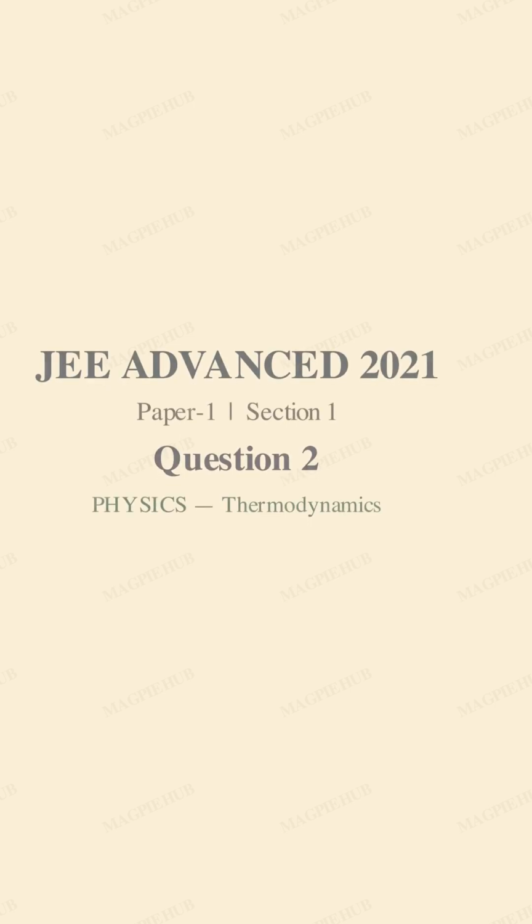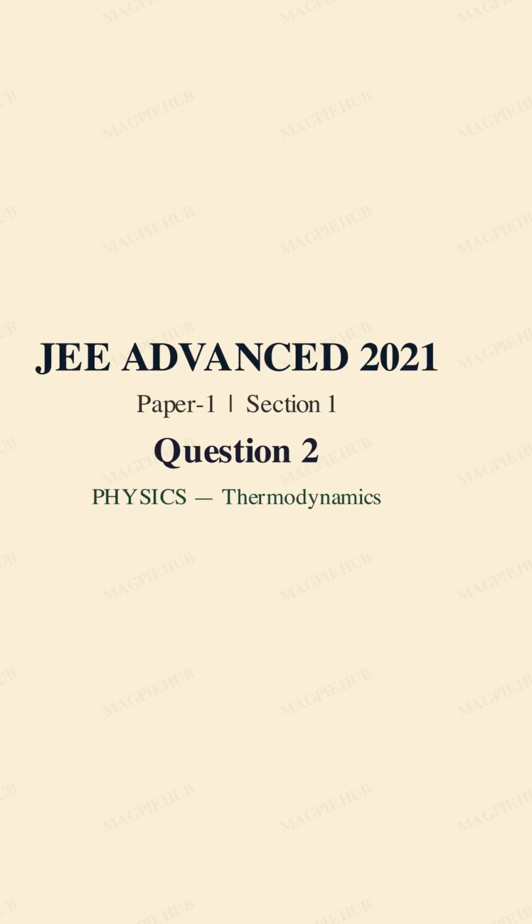JEE Advanced 2021, Paper 1, Question 2. Physics, Thermodynamics. Let us draw the pressure-volume diagram for this question. We have a rectangular cycle for an ideal gas on a PV diagram. The cycle has 4 steps.